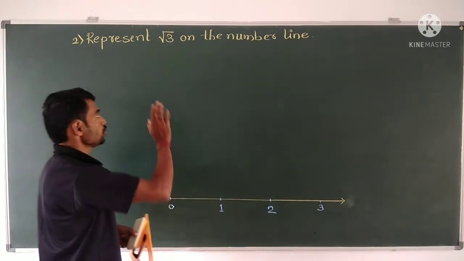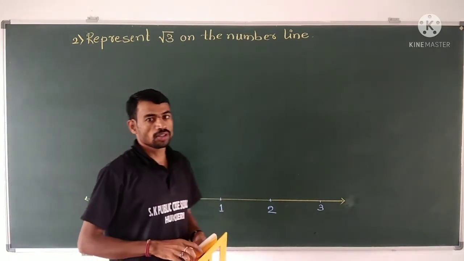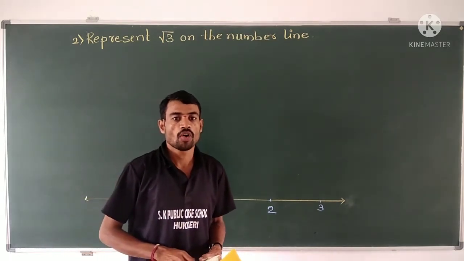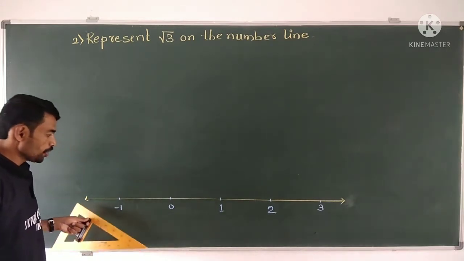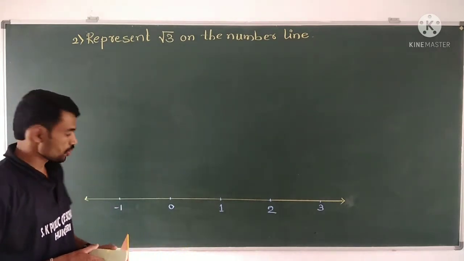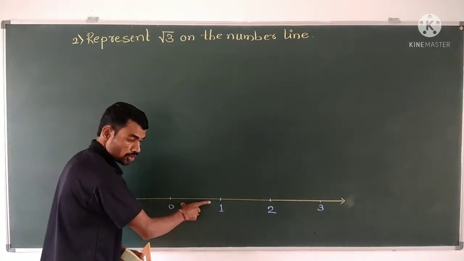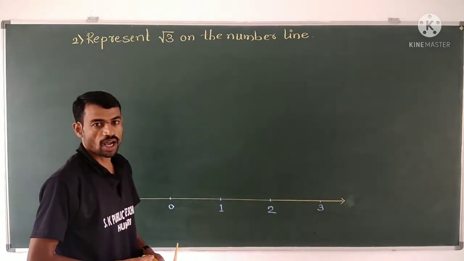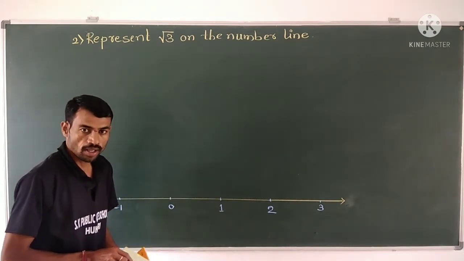Today, we have to discuss how to represent root 3 on the number line. We need to represent root 3 on the number line. So here they have given a number line. In this number line, we have seen this is 1 unit, 1 unit, 1 unit, 1 unit. So each is equally divided. So this is a number line.